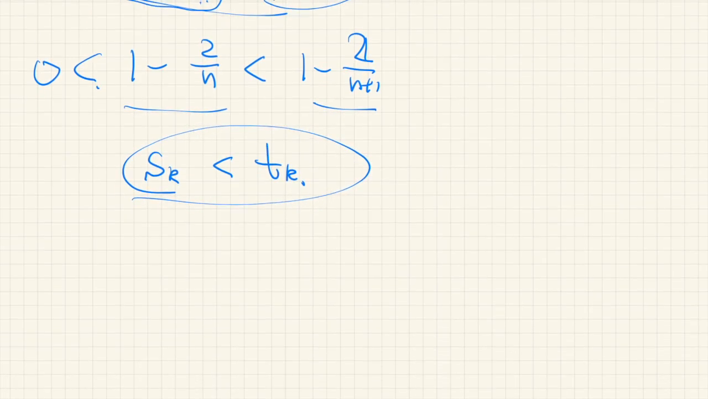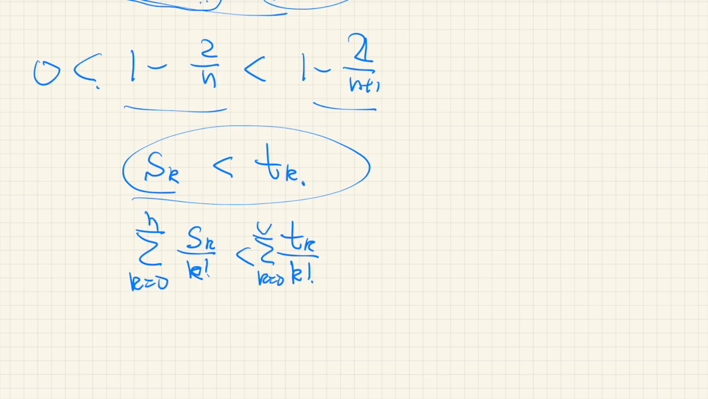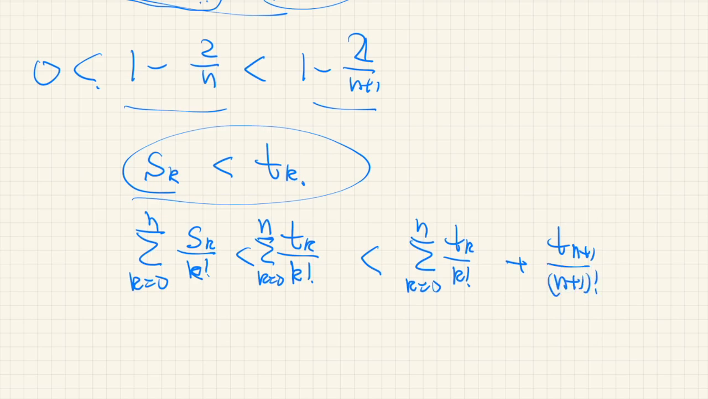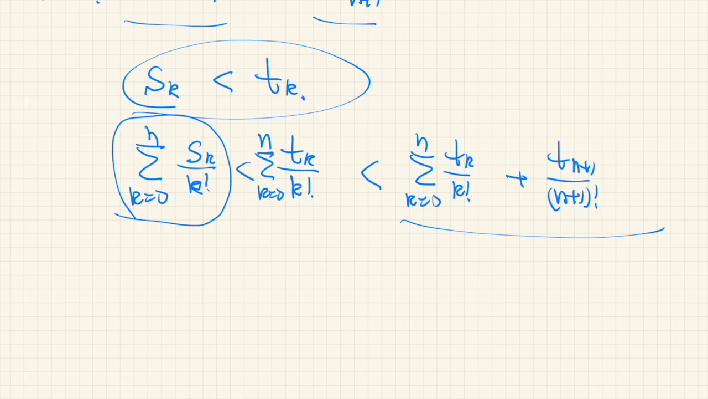Of course, if we divide both sides by k factorial, we still retain the same inequality, and if we sum over all k from 0 to n, the inequality is still retained. If we add to the right-hand side the term t n plus 1 over n plus 1 factorial, that is greater than the leftmost side. Therefore an is less than a n plus 1, and we have proved that this sequence is indeed monotone increasing.